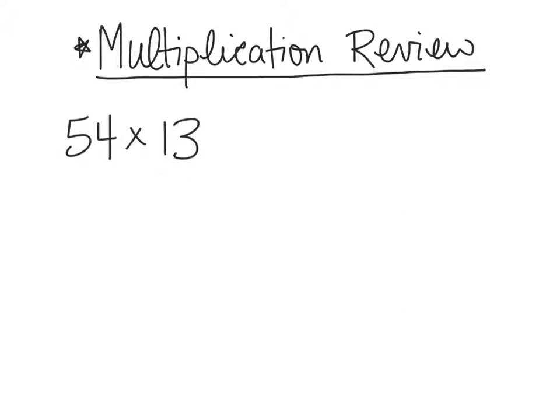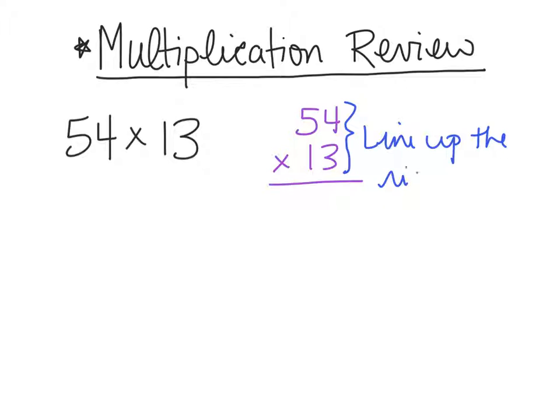We also are going to have to use longhand multiplication today. Before we add in decimals and negatives, why don't we first review just normal multiplication longhand? Our problem here is 54 times 13. To set it up, I'm going to put 54 on top of my 13, and I'm going to multiply. When you set up problems like this, you always want to line up the right hand side. You should be able to draw a nice straight line on that right side.